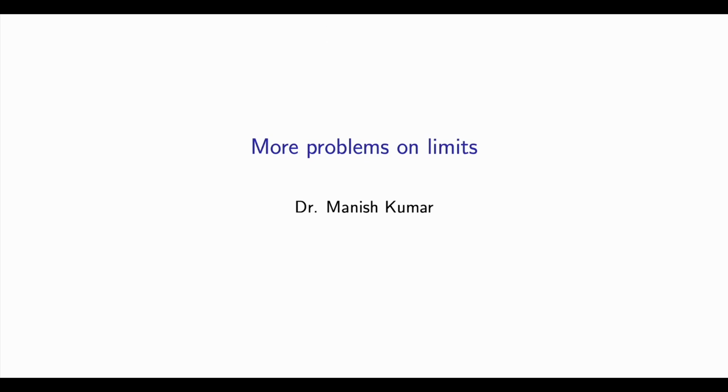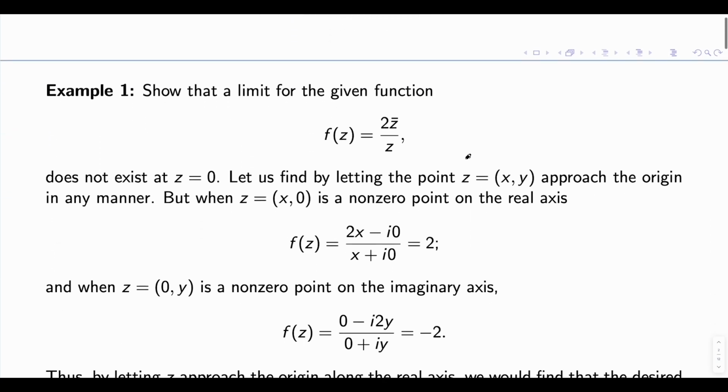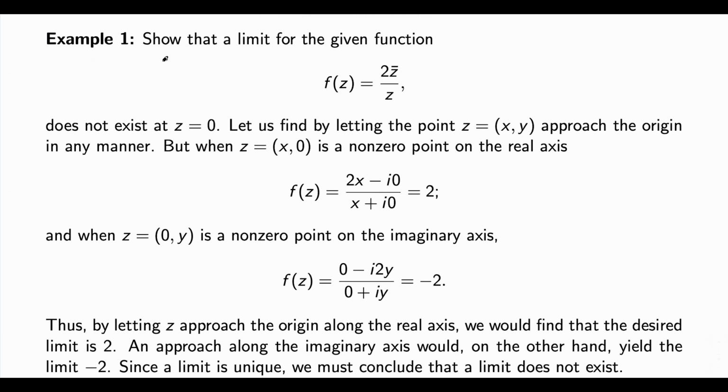So today we are interested to discuss more problems on limits. Let us see one example. Find the limit for the given function f(z) equal to 2 times z bar divided by z, where z bar is the complex conjugate. Z is x plus iy, which implies z bar is equal to x minus iy. Then we have to show that the limit does not exist at the origin.